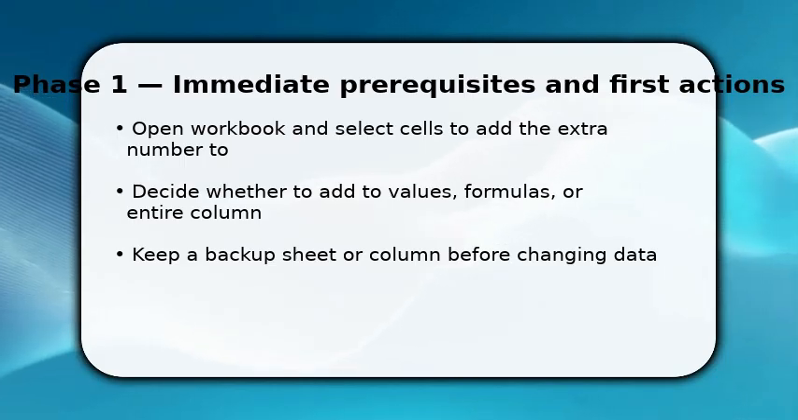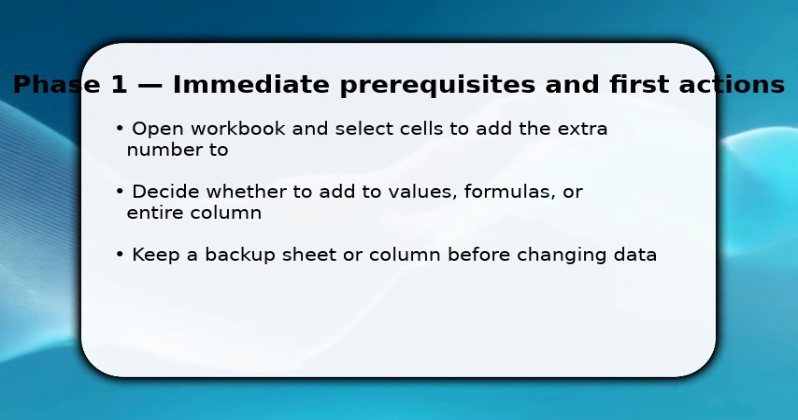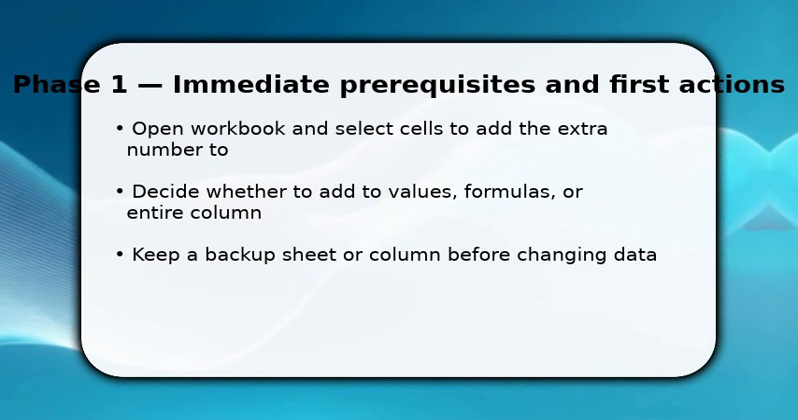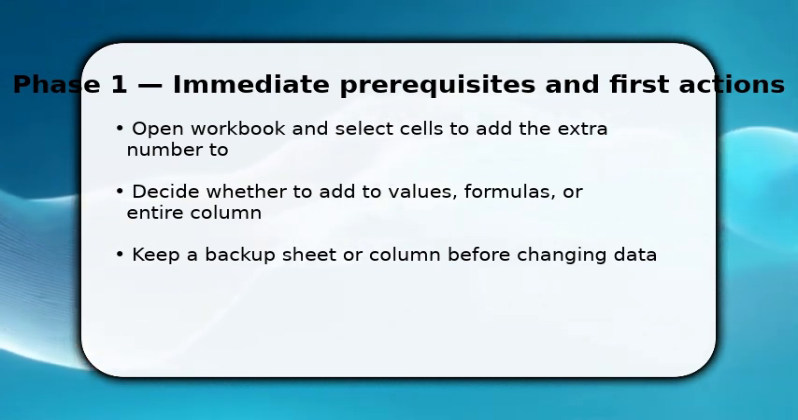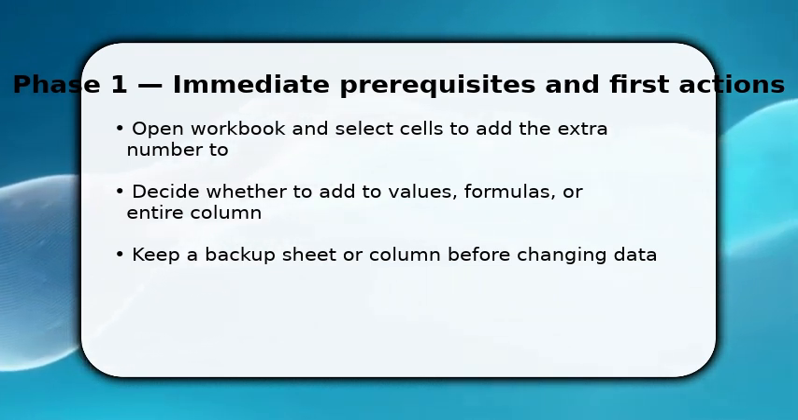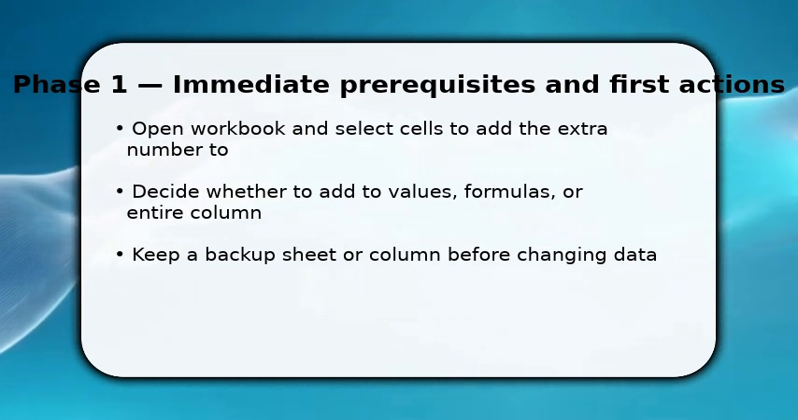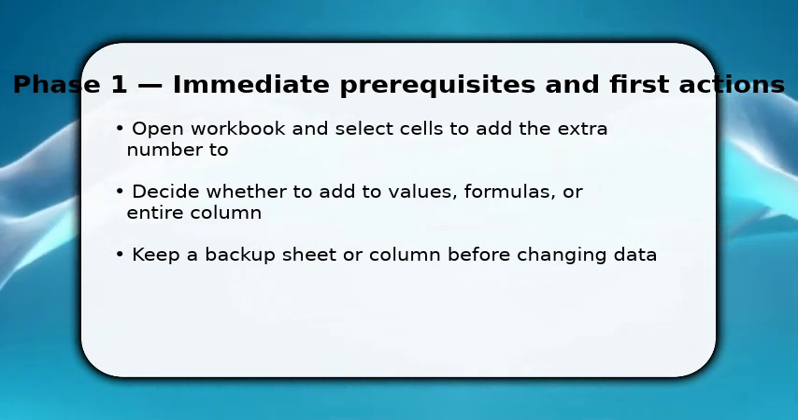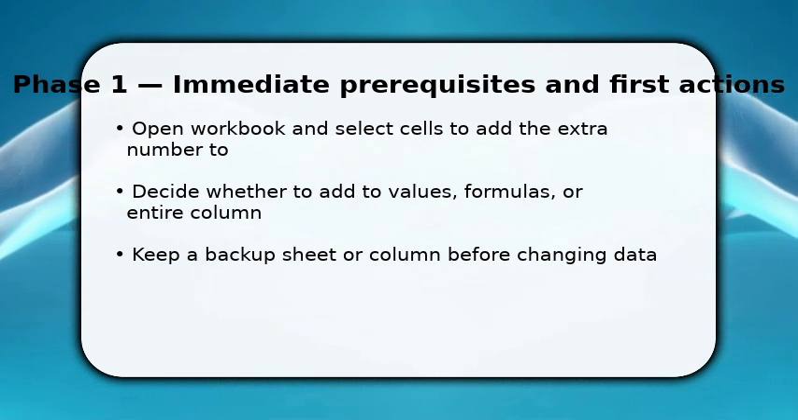You have the data ready, so start by selecting the exact range you want to modify. First actionable step. Click the first cell, then shift-click the last cell, or press Ctrl plus Shift plus arrow to grab contiguous values. Make sure you know whether those cells contain raw numbers or formulas, because that affects which method to use next. Once done, create a quick backup column or duplicate the sheet so you can revert changes if necessary. This saves time and prevents mistakes.